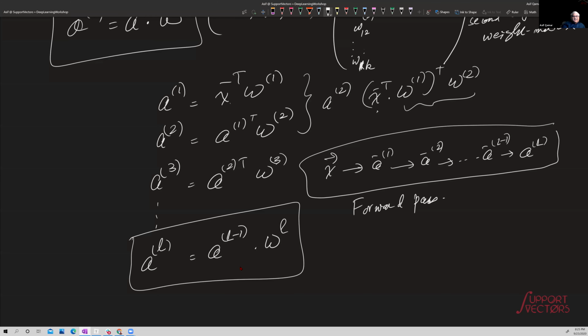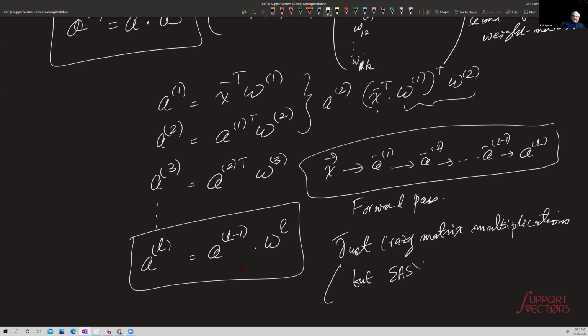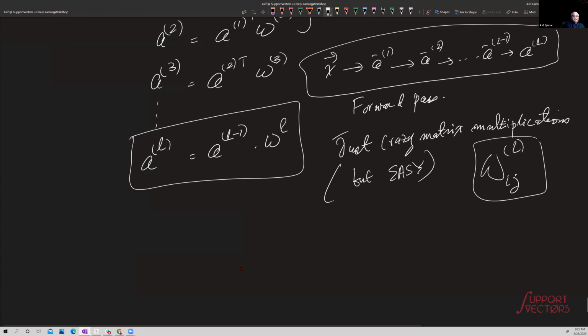The forward pass is just crazy matrix multiplications, but easy, hopefully. So long as you don't get lost about what these notations mean, what it means to say Lij, you know what this means, then all you have to remember is this one expression.